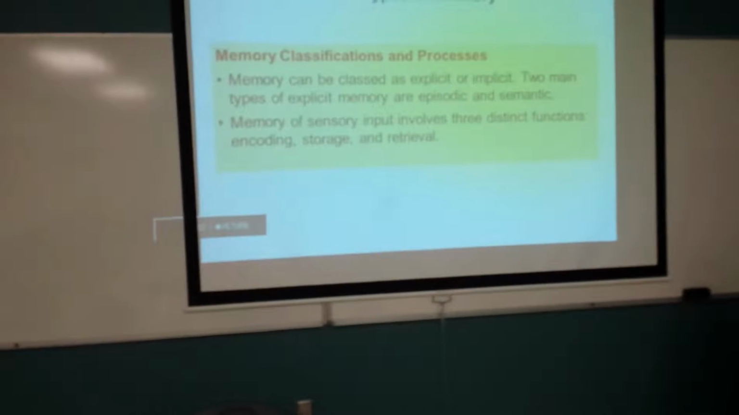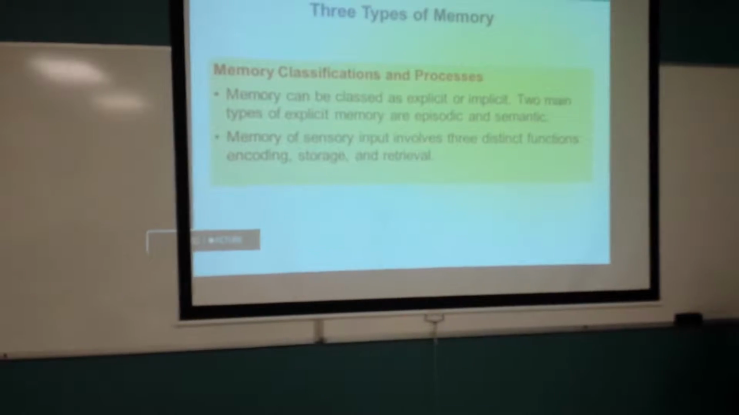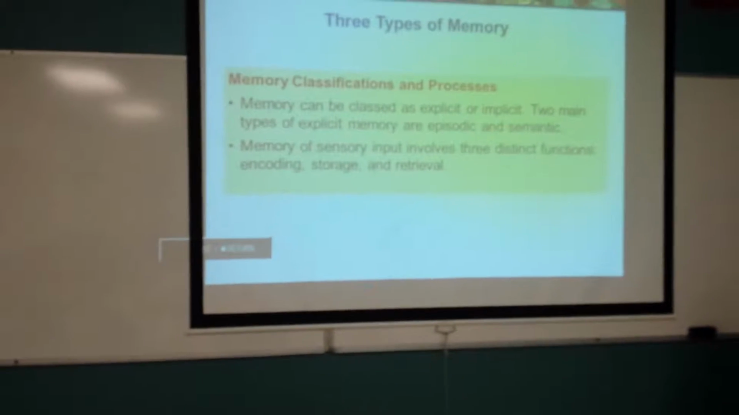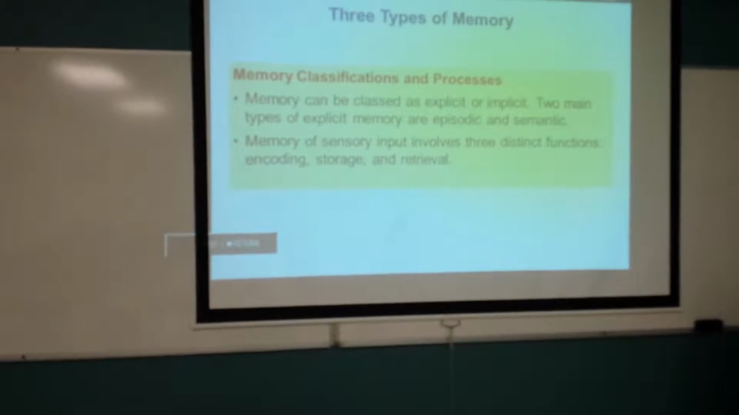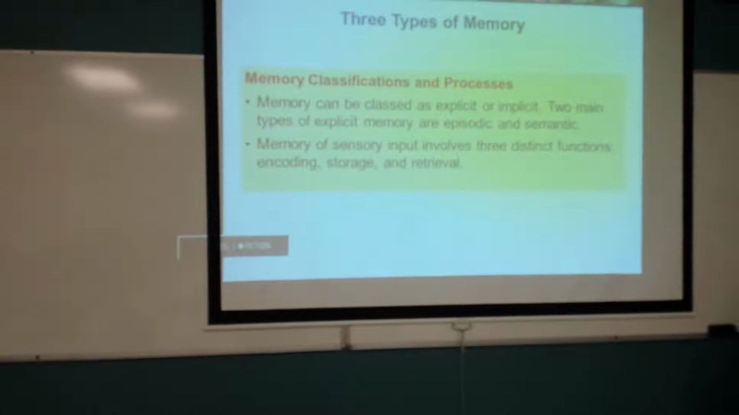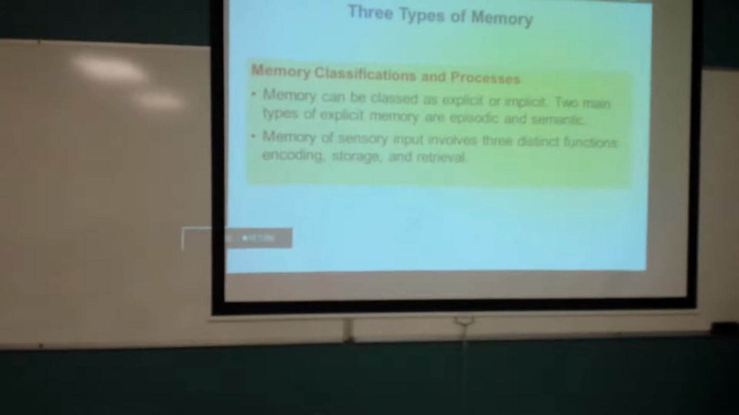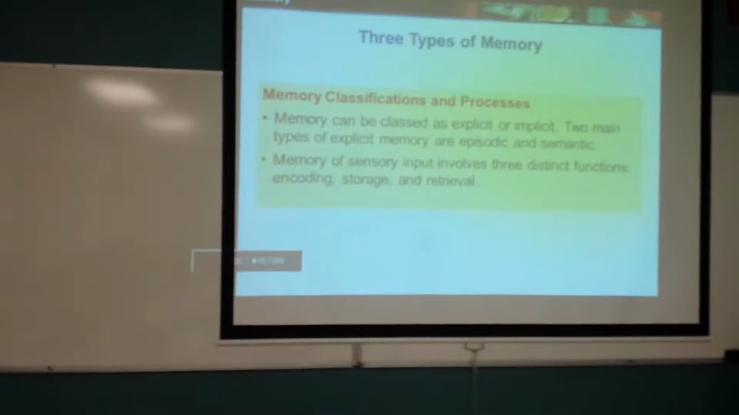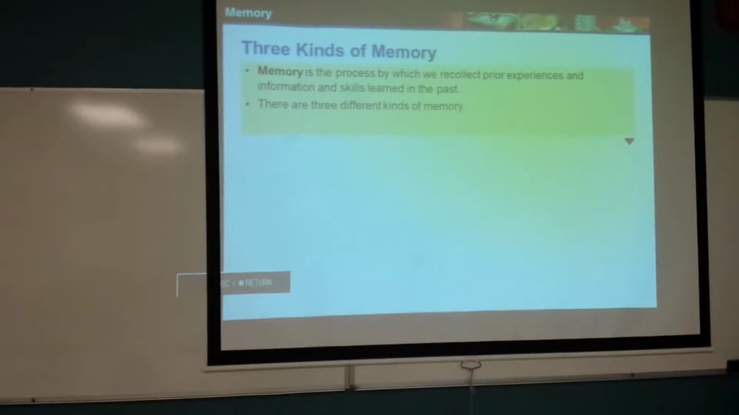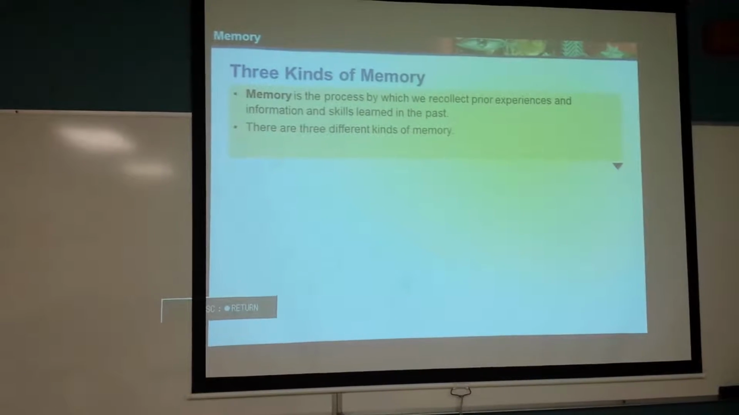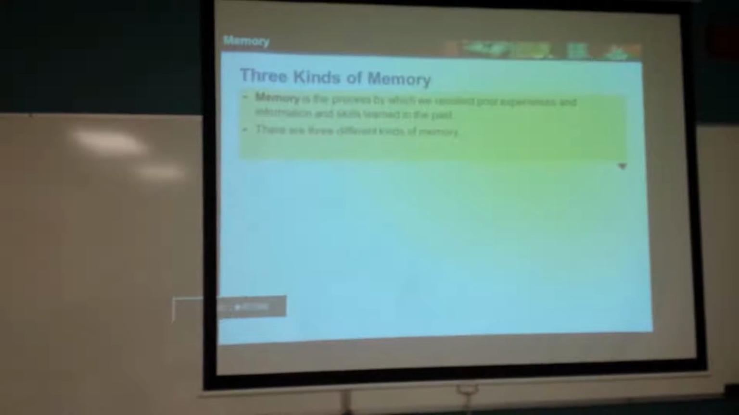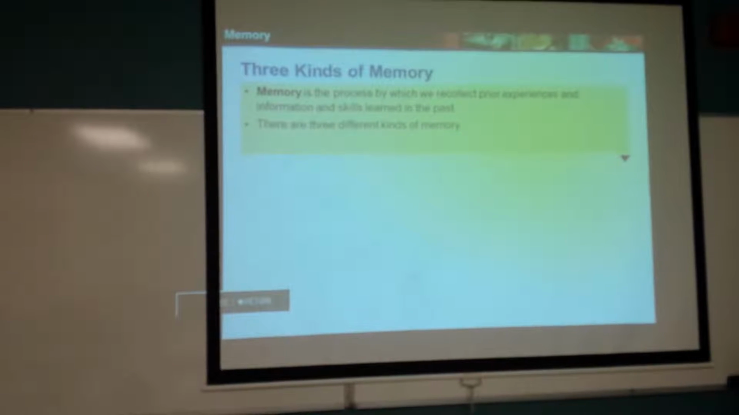So we're going to talk about the 3 types of memory in this unit. We're going to talk about the 3 processes we use to store memory, and then the 3 stages of memory. And then we're going to talk about forgetting and learn some ways to improve your memory. Memory is the process by which we recollect prior experiences and information and skills learned in the past. And there are different kinds of memory.